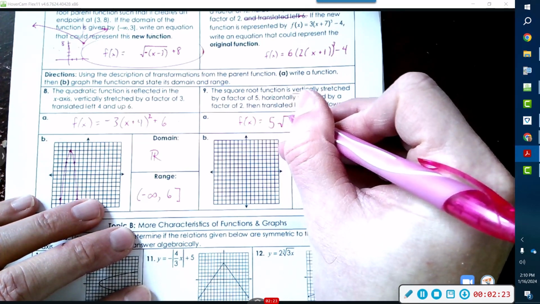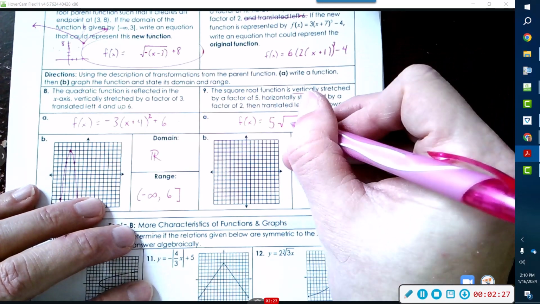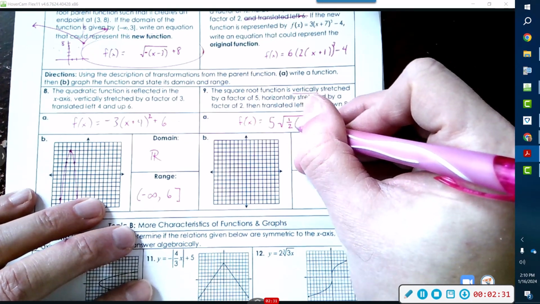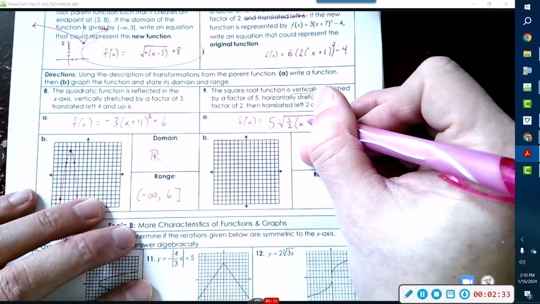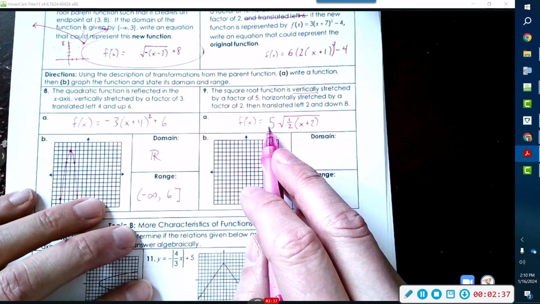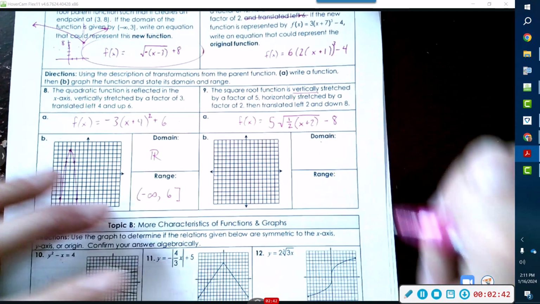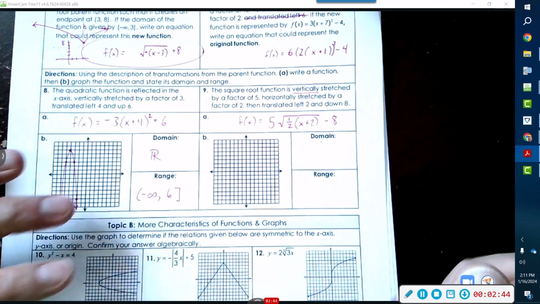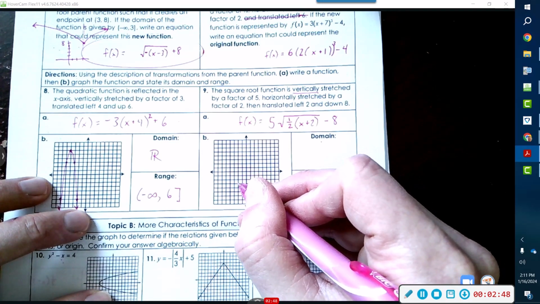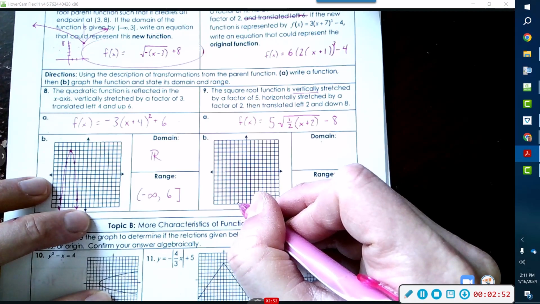Then we've got a horizontal stretch by a factor of 2, so we have to do that. Then we translate 2 to the left. Okay, so notice that the horizontal is on the inside, vertical is on the outside. And then we're going to go down 8. Okay, so what does this guy look like? Well, we're going to go over 2 and then down 8. 1, 2, 3, 4, 5, 6, 7, 8. He's all the way at the very bottom.